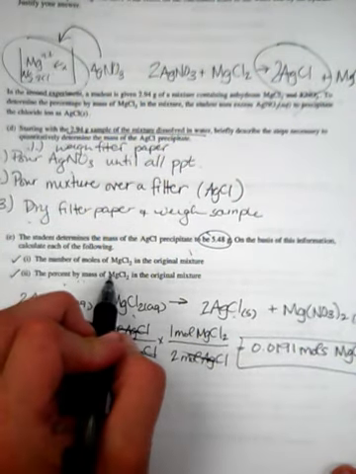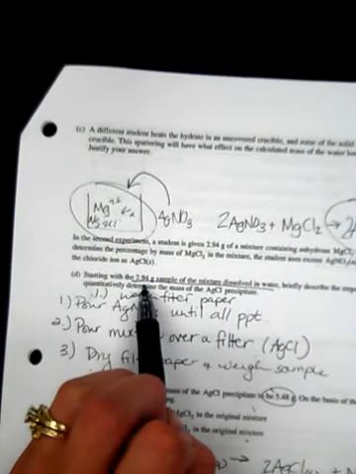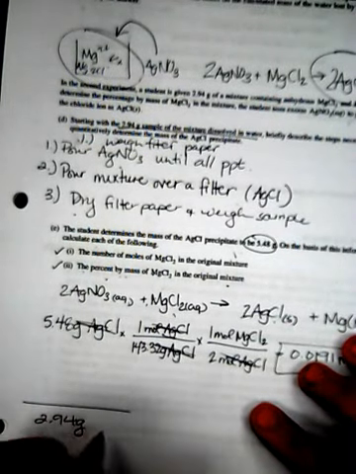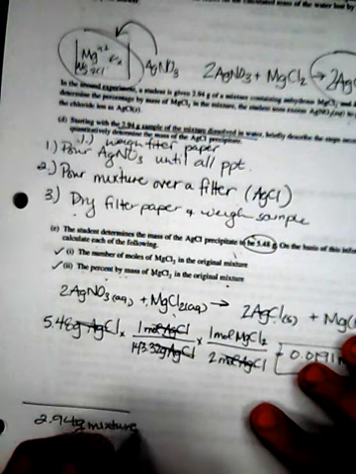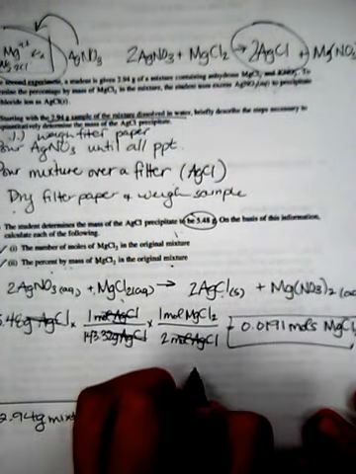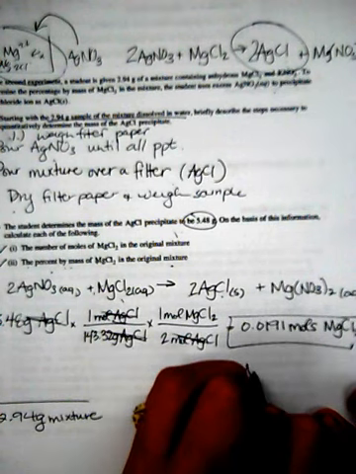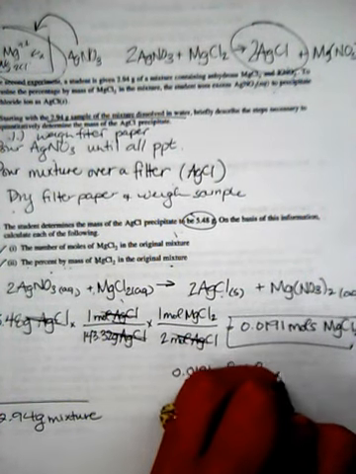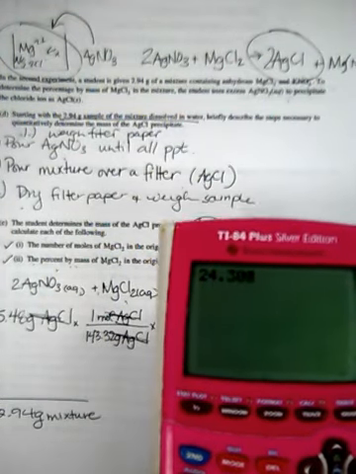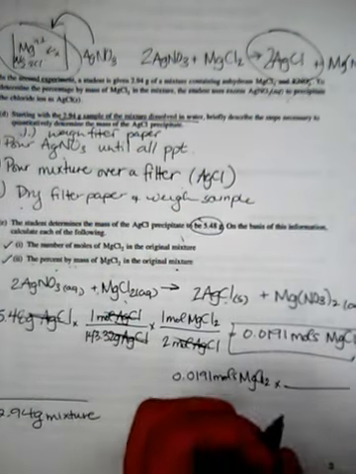Now it says, what is the percent by mass of magnesium chloride in the original mixture? Well, the original mixture is a 2.94 gram sample. So my total mass is 2.94 grams of this mixture. I know how many moles I have, I just need to get that to grams. So 0.0191 moles of magnesium chloride times the molar mass. Magnesium is 24.30 plus 2 chlorines gives me 95.2 grams per mole.